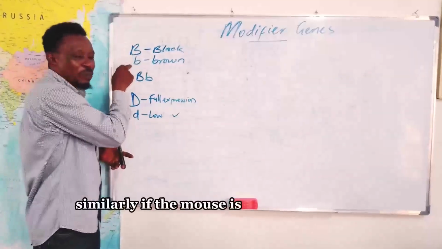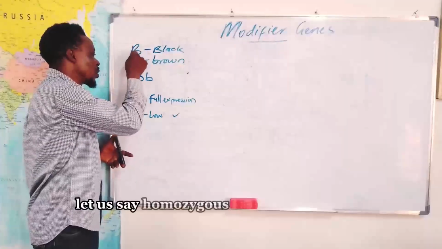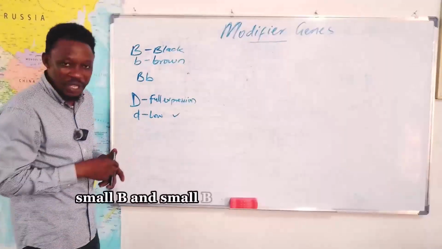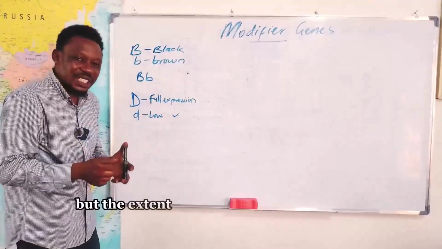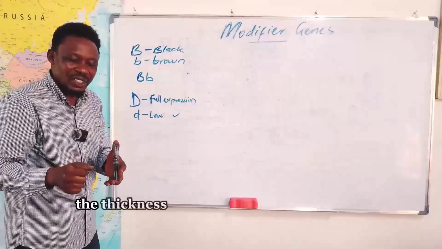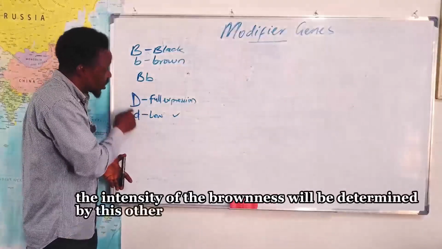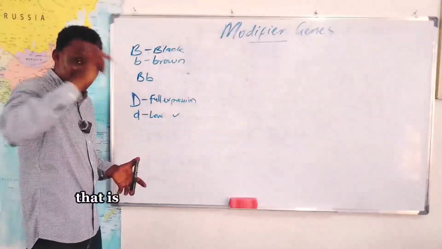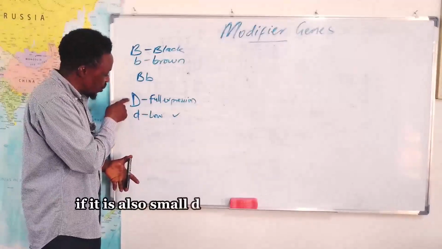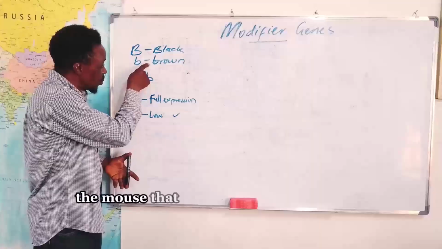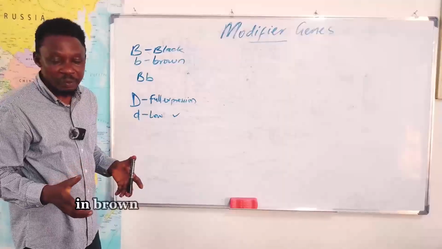Similarly, if the mouse is brown, that indicates that there is no capital B here, let us say homozygote recessive, small b and small b. That means in that case, the mouse will be brown. But the extent of the brownness, the intensity of the brownness, will be determined by this other gene, this modifier gene that is on another locus. And what is happening there? If it is also small d, it means that the mouse that was brown here will be light in color, in being brown.